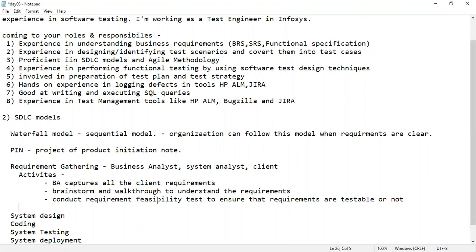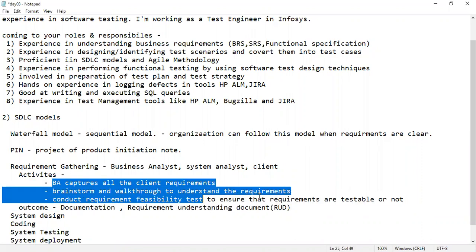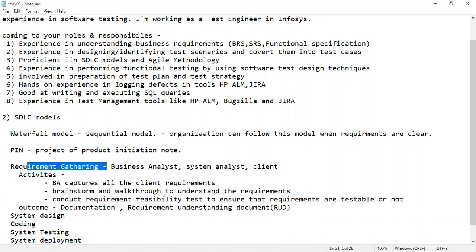So once they are done with this, what is the outcome from this phase? Documentation. Yes, documentation, because they documented everything. That we call a requirement understanding document, that we call an RUD. Okay, requirement understanding documentation. So that is the outcome from this phase, requirement gathering.